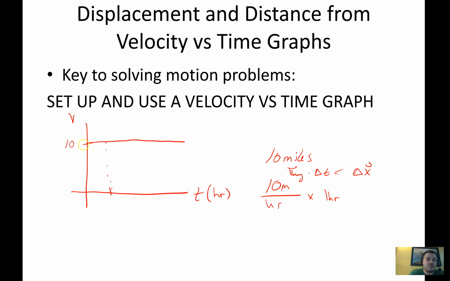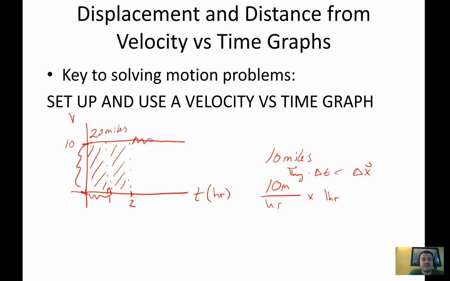Now we're multiplying this time and this average velocity together. And so what I want you to notice is that we are multiplying a height times a base, and what you are finding is the area of this part of the graph. If I do that for another hour, so I'm now from hour 1 to hour 2, during that second hour I move again another 10 miles, and so the total area of these put together would be 20 miles.